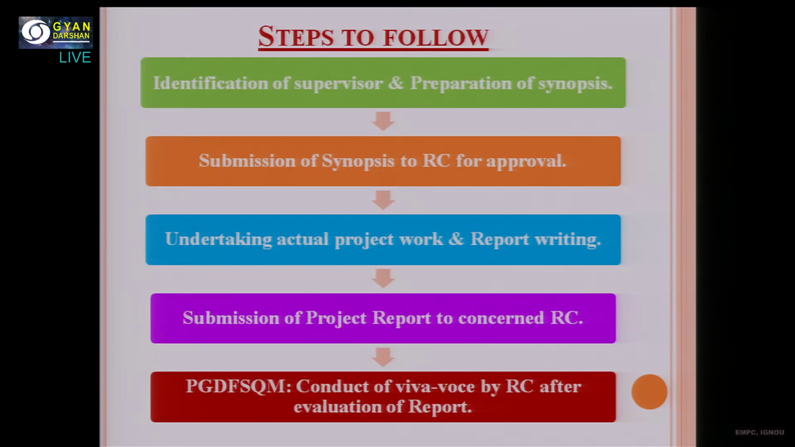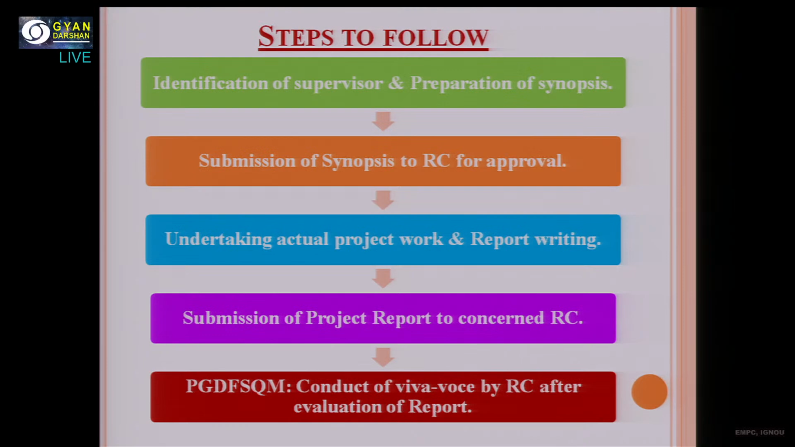Now I'll discuss the important steps you need to follow to do your project work. First important thing, you must know that there are two main components in your project course. One is preparation and submission of your project synopsis, that is the proposal, and the second one is the final project report, right? So I'll discuss one by one. First, you need to identify one project supervisor for your project course who will guide you, who will help you to do your project work, right? So first you identify your supervisor.